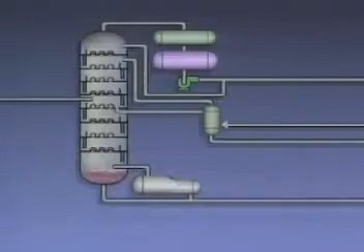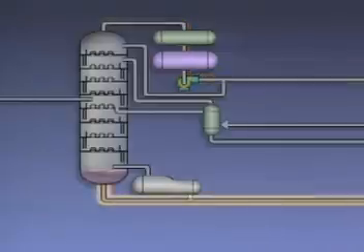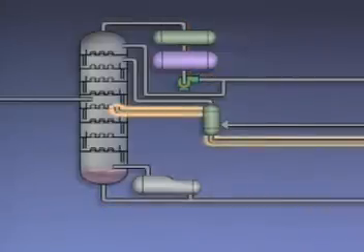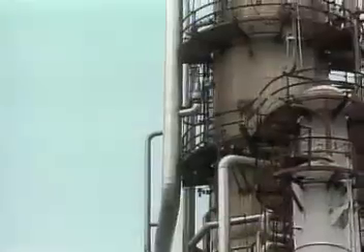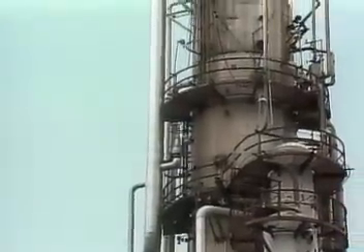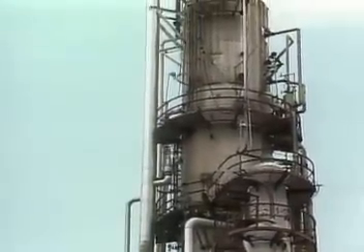For example, one type of multi-draw tower has three draws, one at the top, one at the bottom, and one near the middle. Because a draw or cut is taken out of the middle of this tower, this type of tower is sometimes referred to as a heart-cut tower. Multi-draw towers can also have more than three draws to separate several products from a feed.